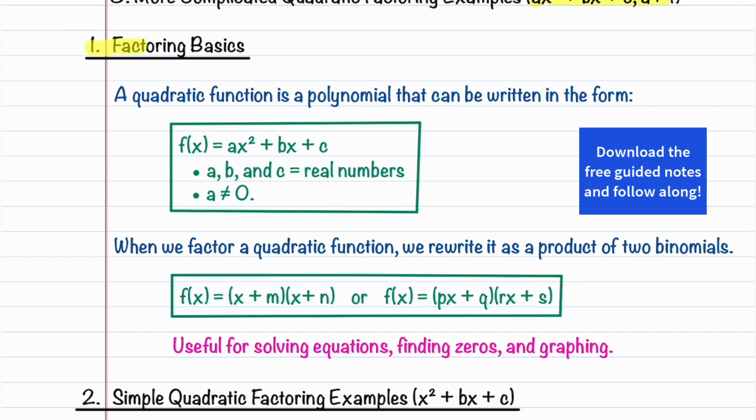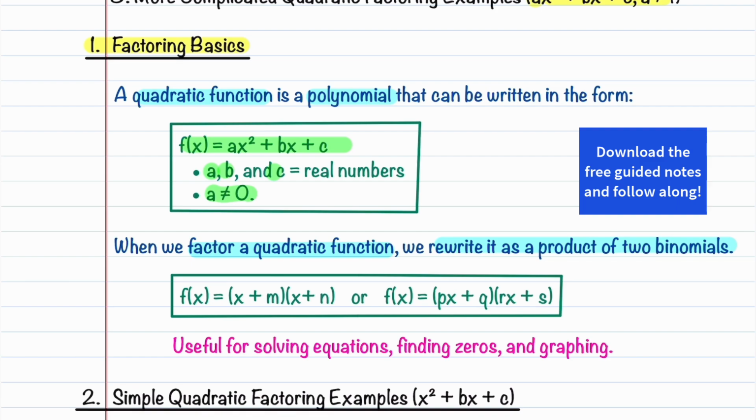Let's begin by learning what a quadratic function looks like when it's in factored form. Just as a review, a quadratic function is a polynomial that can be written in this form: f of x is equal to ax squared plus bx plus c. a, b, and c are all real numbers, and a is not equal to 0. When we factor a quadratic function, we're just going to rewrite it as a product of two binomials.